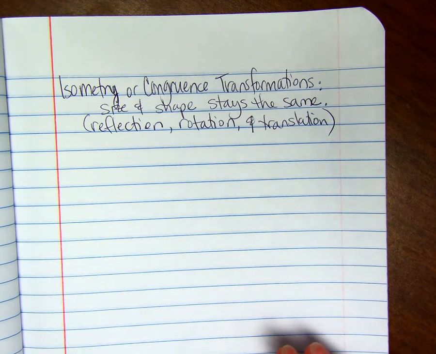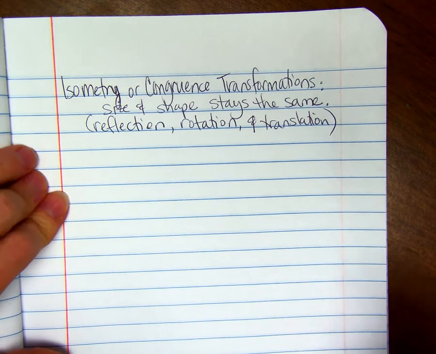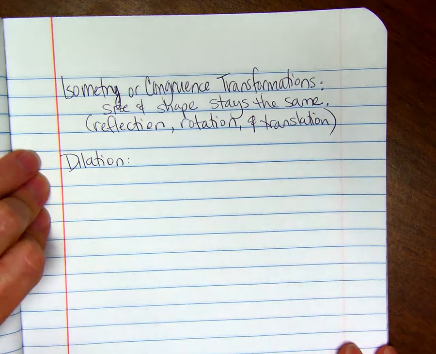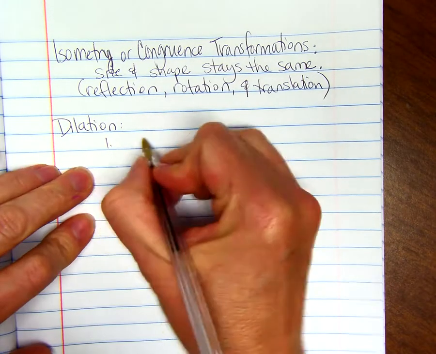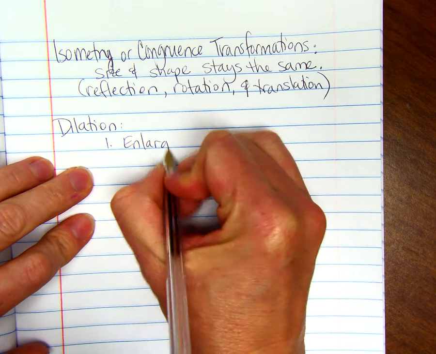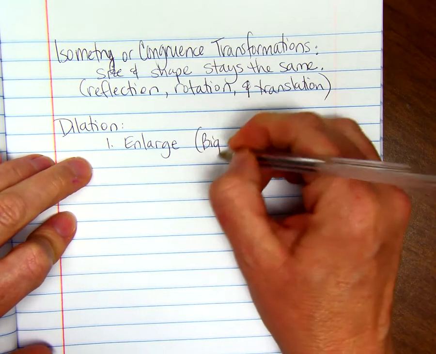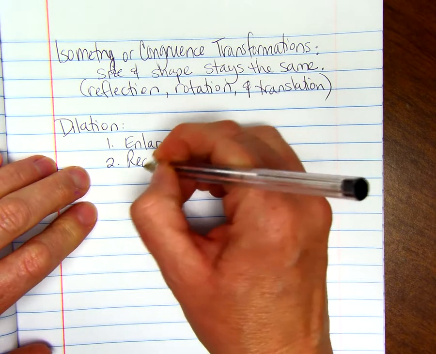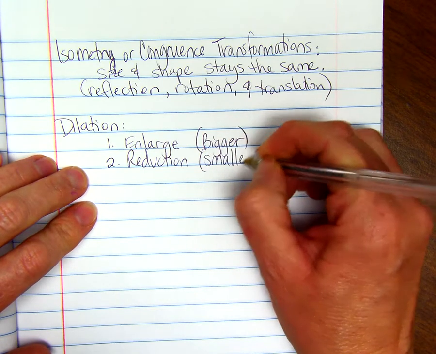Another type of transformation that we have is called a dilation. Now, a dilation by definition means that it can get bigger or get smaller. So if it gets bigger, we call that an enlargement, or we just enlarge the figure, and that's when it gets bigger. A reduction is if the figure gets smaller.